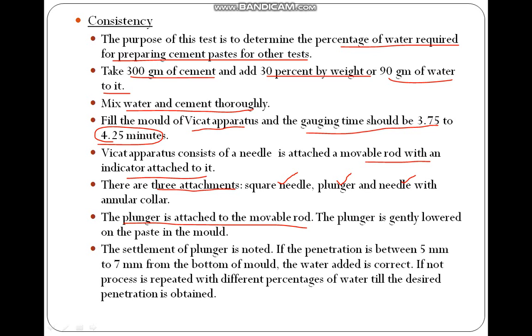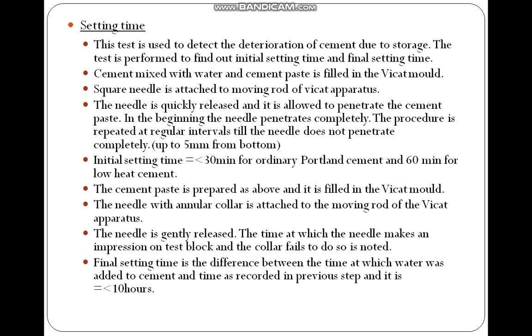The plunger is gently lowered onto the paste in the mold. The settlement of the plunger is noted. If the penetration is between 5 to 7 mm from the bottom of the mold, then the water added is correct. If not, the process is repeated with a different percentage of water until the desired penetration is obtained.